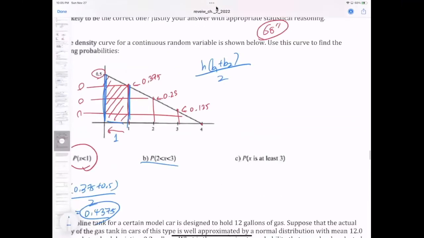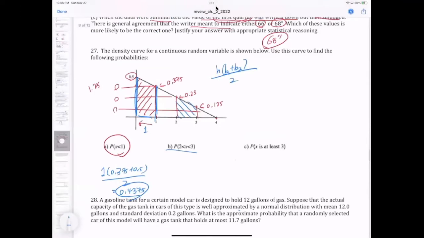Part B is pretty much the same. You do the same thing. So (0.125 plus 0.25) divided by 2. The height is still 1, so it's fine. This would give me 0.375 divided by 2. Is that 0.1825, I believe? Oh, I'm sorry, 0.1875. There we go.